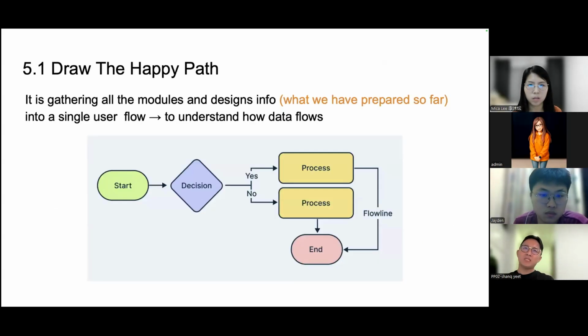So what is the user flow? How do I put it in very simple terms? It's from a starting point to an ending point and what happens in between.